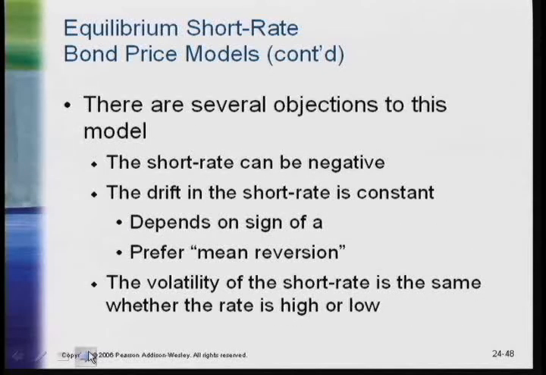As I mentioned, the short rate can be negative. Another shortcoming of this model is that the drift is constant: at each unit of time, the drift is 1 unit of A.